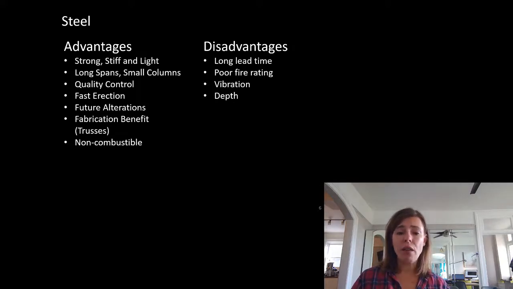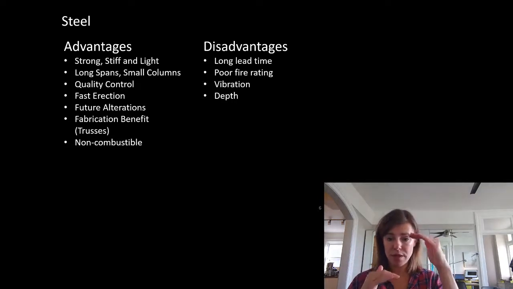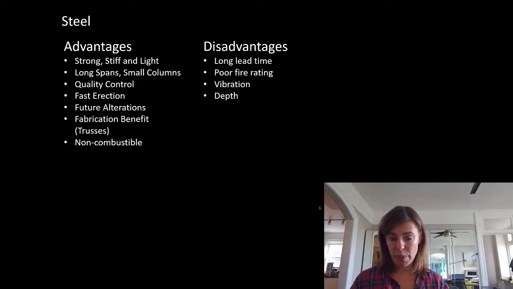We can do really long spans. If we don't have members long enough, we can make our own members. We can make trusses where we build it up out of smaller members. So we can do ridiculously long spans with steel. We have small columns. Because it's so strong, we can have a much smaller column. If you have rentable space as your primary driver, if your client is creating office space or retail space, every little square foot is marketable, which means if you have a smaller column, you can actually have more retail space on your floor and drive your rents up.